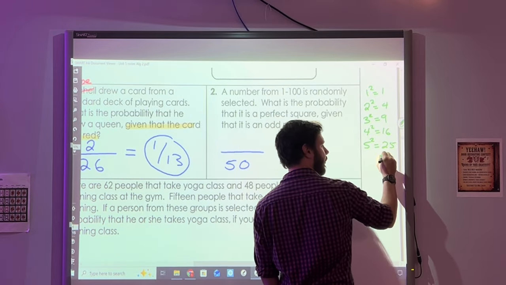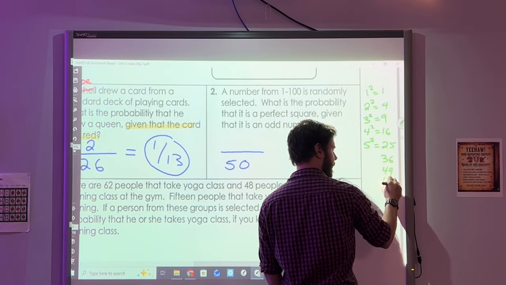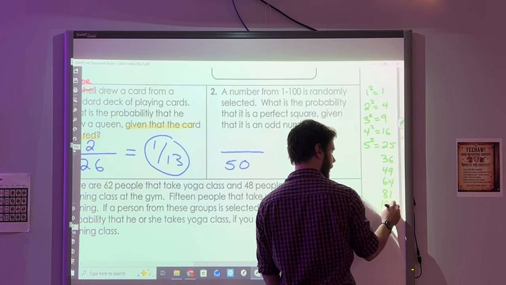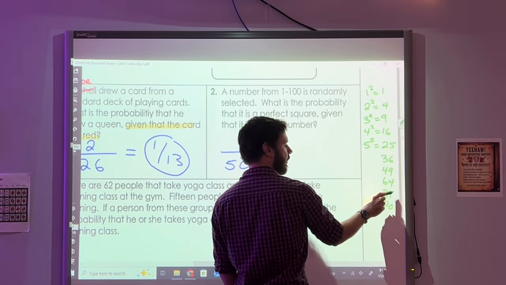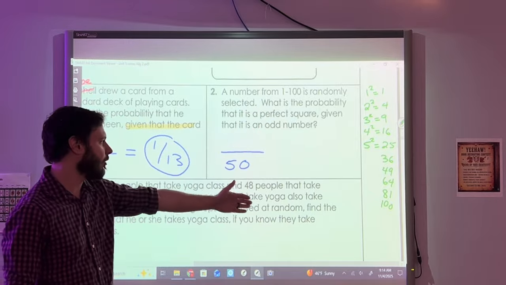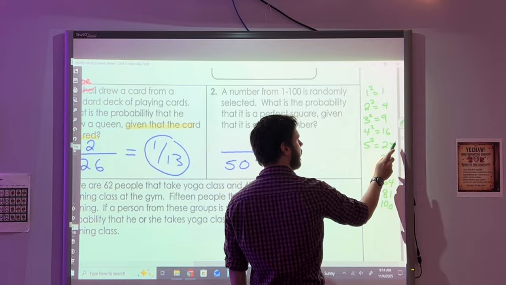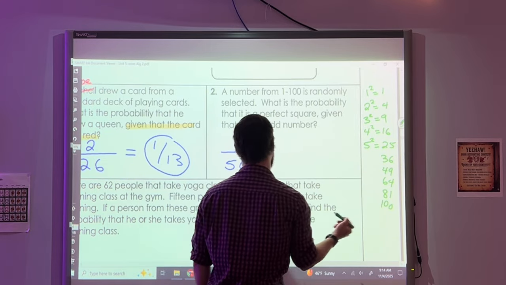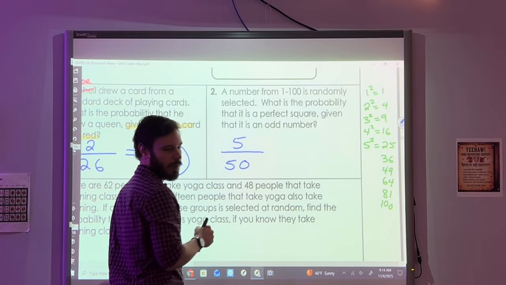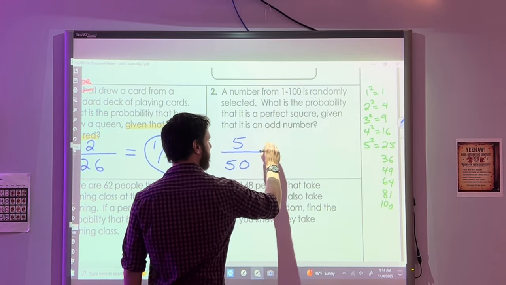Perfect squares follow from here: 36, 49, 64, 81, 100. Am I missing any? 6, 7, 8, 9, 10. No. So these are all of my perfect squares. How many are odd? 1, 2, 3, 4, 5. 5 of those perfect squares are odd. So we reduce, 1 out of 10.